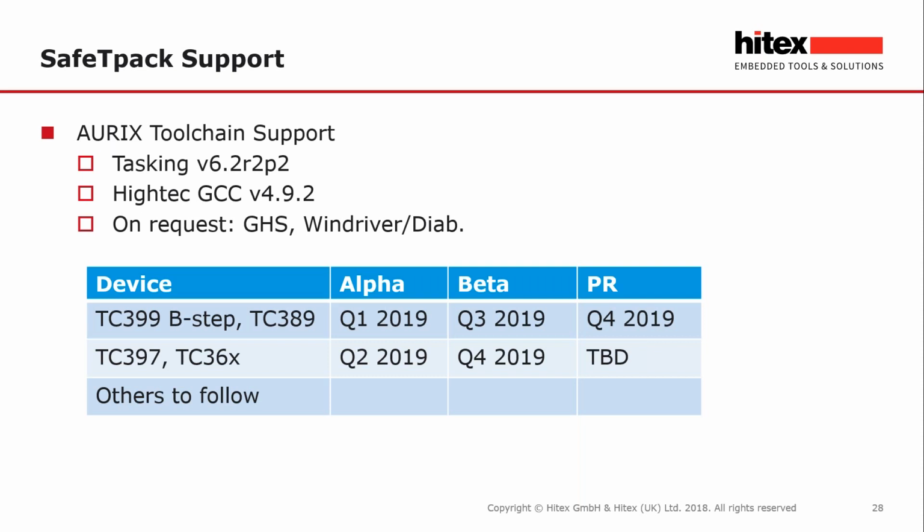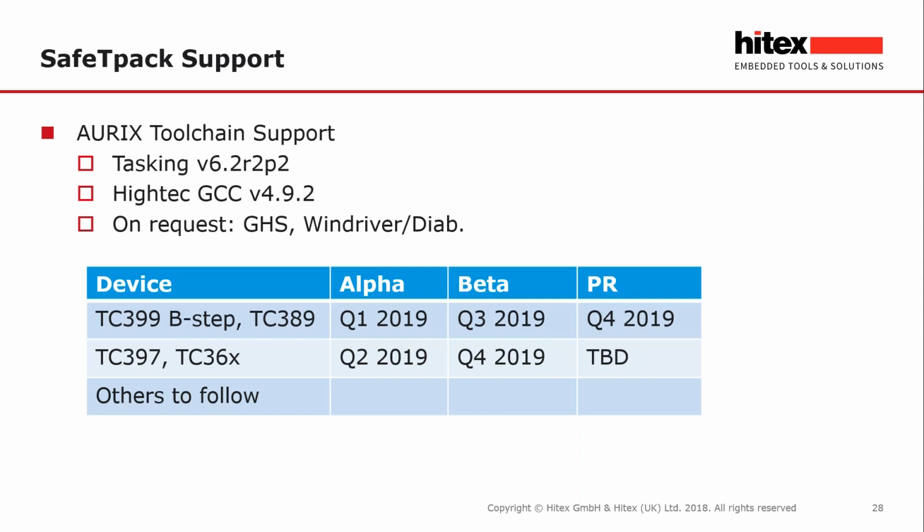As regards the silicon support, the first device will be effectively the umbrella device, which is the TC399 B step, and then the TC389, and those will be available as alphas basically in the next 6 weeks or so. There'll be a beta version which is basically fully functional in Q3, and then the production release will be Q4 2019.